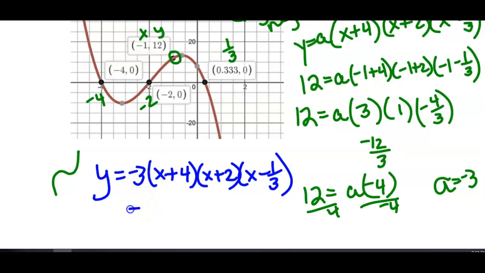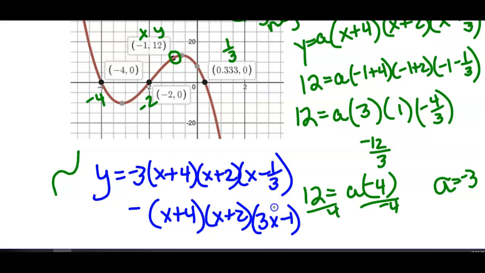Okay, so if we had an x plus 4, an x plus 2, and somebody could say this would be a 3x minus 1, which would give us a 1/3. Okay, if we had used that and plugged in the negative 1 and 12, it turns out this would have been a negative 1 out here. The difference is if you distribute the 3 back into this one, these are equivalent. All right, but it's fine either way.